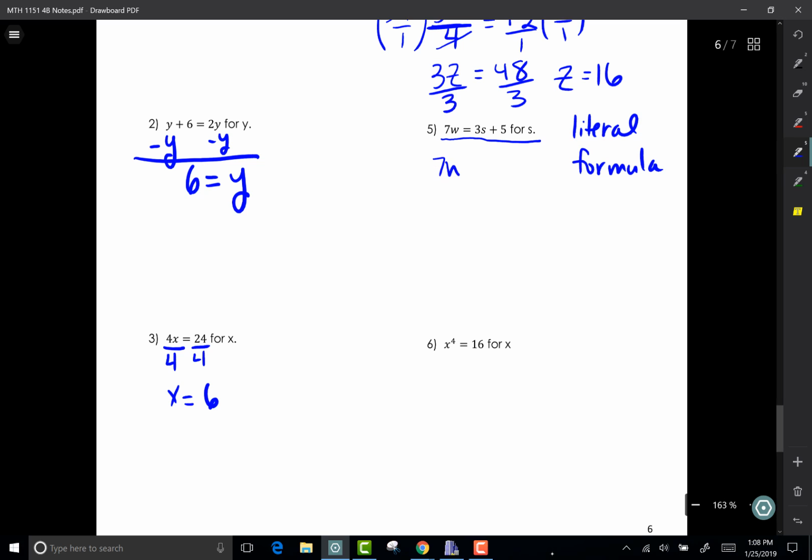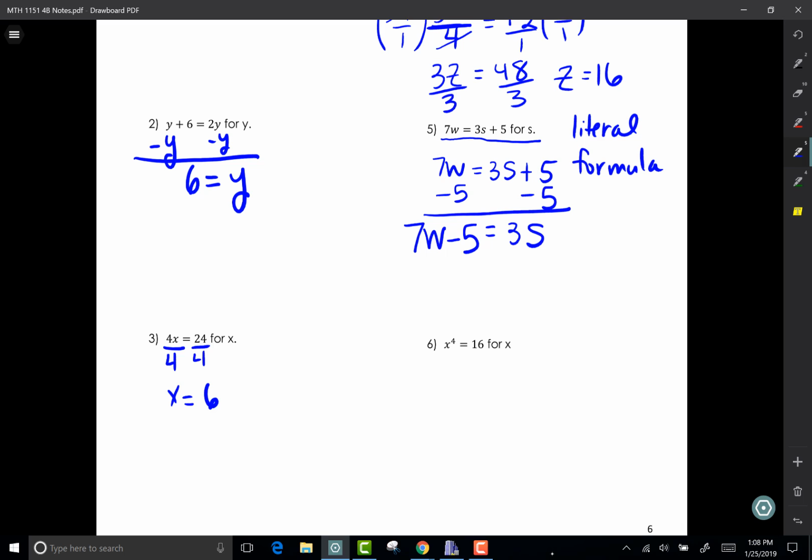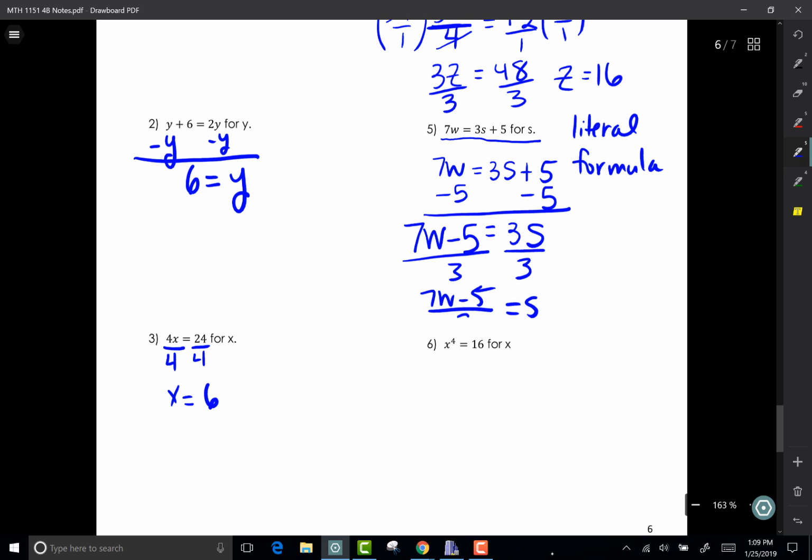So what I'm going to do is I'm going to subtract 5 from both sides. On the right-hand side, I'm left with 3s. On the left-hand side, I'm left with 7w minus 5. That doesn't give me 2w because those are unlike terms. I cannot combine them together. That's not a minus 5w, that's just a minus 5. So I got to leave it as 7w minus 5. Then my last step is to divide both sides by 3 so I can isolate s. So my s is going to be 7w minus 5 over 3.